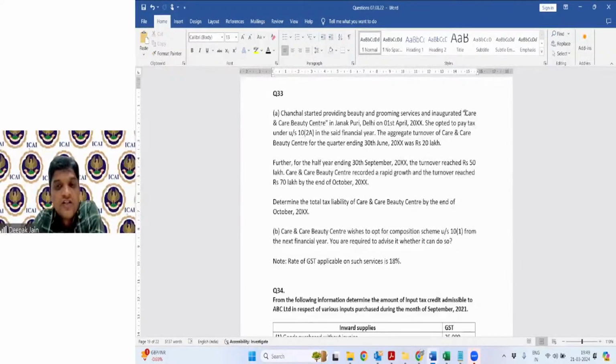In the said financial year, the aggregate turnover of Care and Care for the quarter ended 30th June was 20 lakhs. Further, for the half year ended 30th September, the turnover reached 50 lakhs. Care and Care Beauty Center recorded a rapid growth and the turnover reached 70 lakhs by the end of October. Determine the total tax liability of Care and Care Beauty Center by the end of October. Simple question hai.